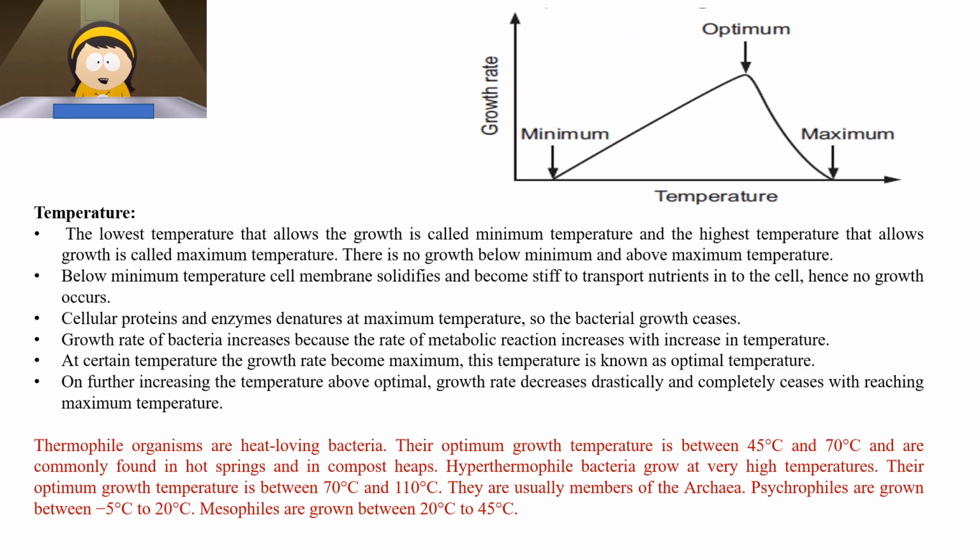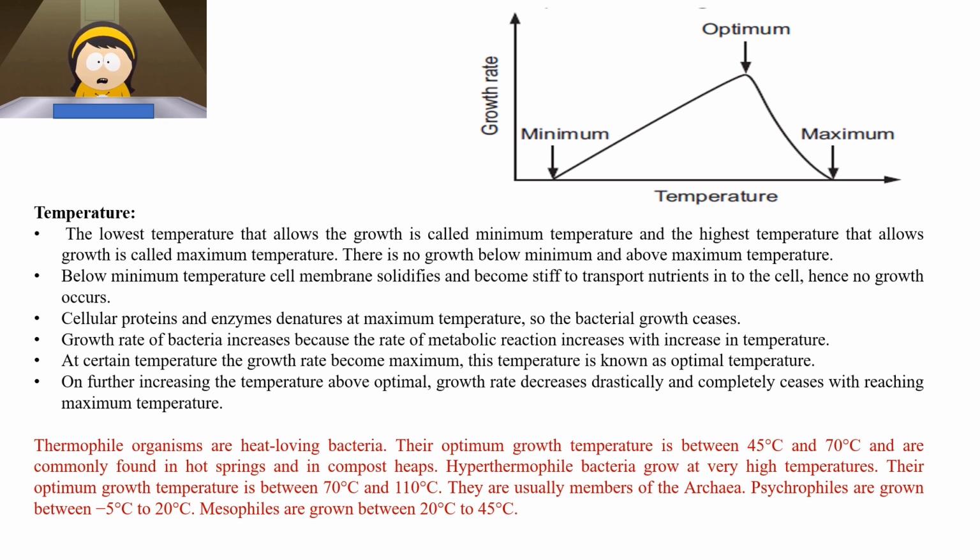Temperature. The lowest temperature that allows the growth is called minimum temperature, and the highest temperature that allows growth is called maximum temperature. There is no growth below minimum and above maximum temperature. Below minimum temperature, cell membrane solidifies and becomes stiff to transport nutrients into the cell, hence no growth occurs. Cellular proteins and enzymes denature at maximum temperature, so the bacterial growth ceases.